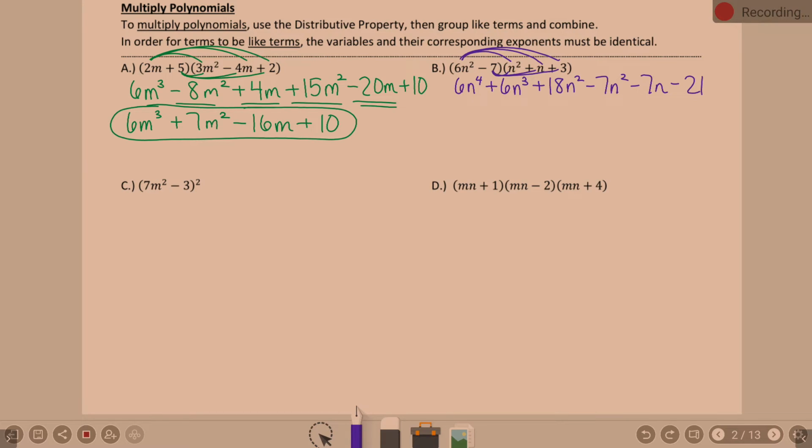Always check and see what you can put together. I do see at least one set of terms that can be added together, correct? Yep. So we end up with 6n to the fourth plus 6n to the third. My n squareds can go together, so 18 minus 7 is 11n squared. Minus 7n minus 21.